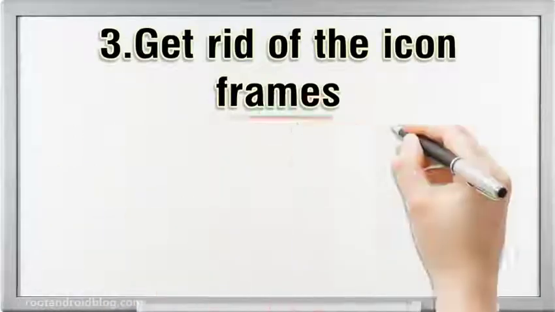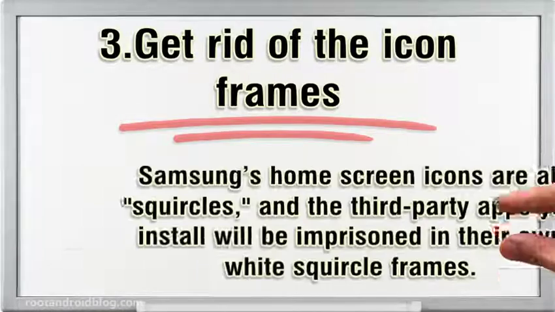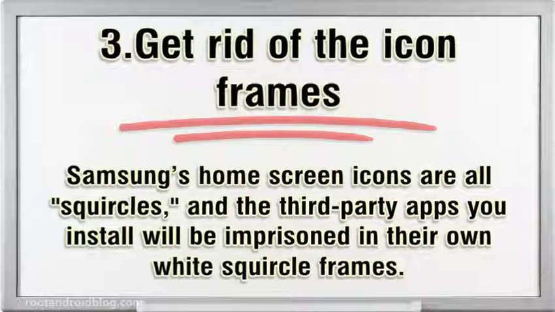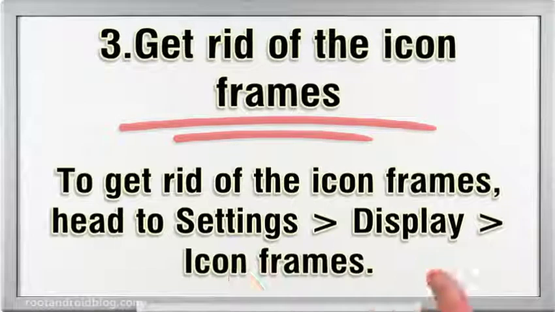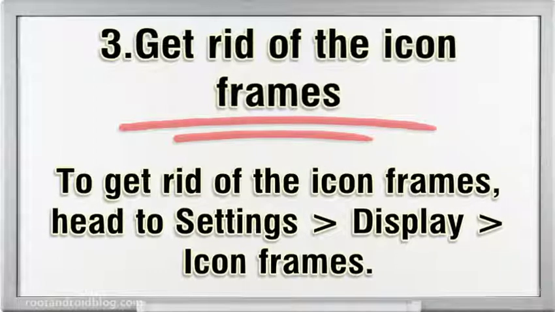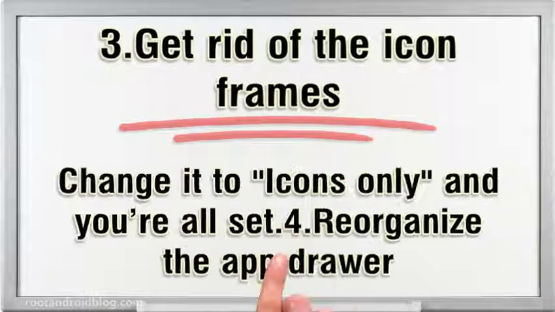3. Get rid of the icon frames. Samsung's home screen icons are all squircles, and the third-party apps you install will be imprisoned in their own white squircle frames. It's consistent, but not very attractive. To get rid of the icon frames, head to settings, display, icon frames. Change it to icons only and you're all set.